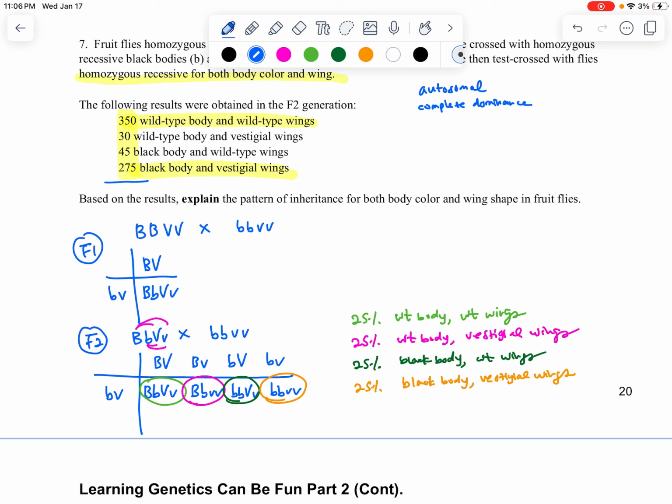So the most likely explanation is that the 2 dominant alleles, in this case the wild type body allele and the wild type wing allele, are linked together, meaning they are located on the same chromosome and inherited together. And also the 2 recessive alleles, the black body allele and the vestigial wing allele, are also located on the same chromosome and inherited together. So the most likely explanation is the 2 genes are linked. Again, located on the same chromosome.